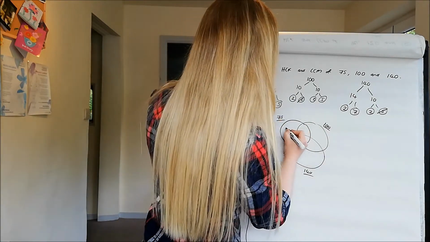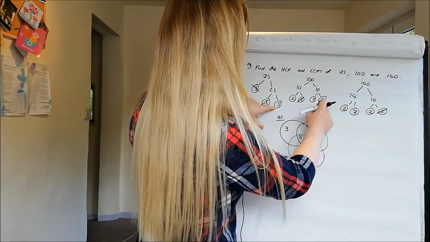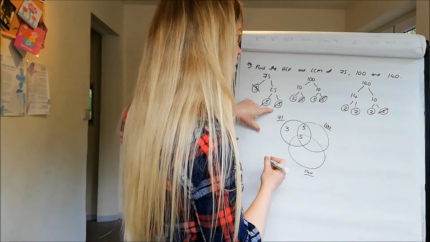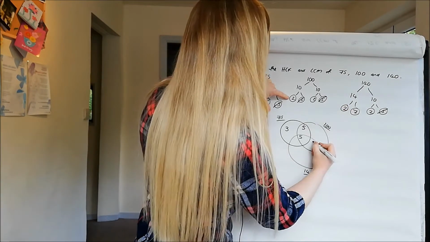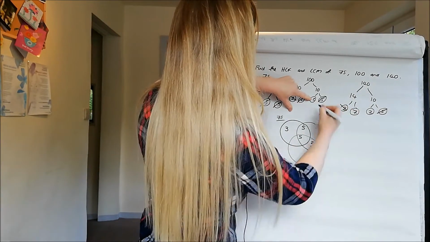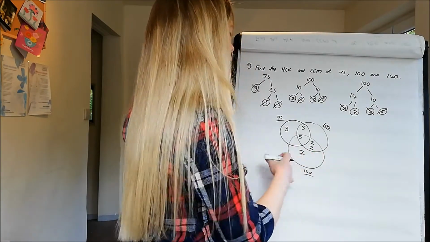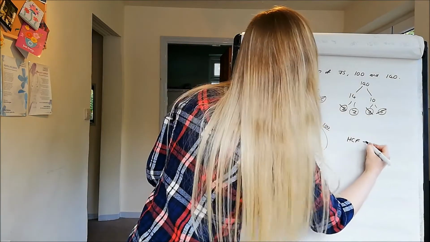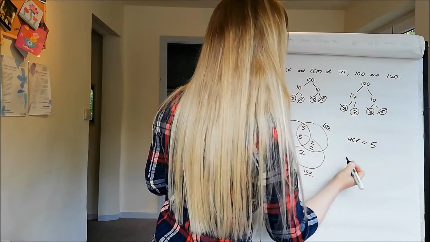75 has a 3 that nothing else shares, so I'll put that there. 75 has a 5 that is shared with 100, so I'll put that in their shared area. 100 and 140 both share a 2, so I'll put that in their shared area. And they both share another 2, so I'll put another one in their shared area. And then 140 has a 7 in it that nothing else has. And then the highest common factor is just the middle of the Venn, which is just 5 in this case, nice and easy.